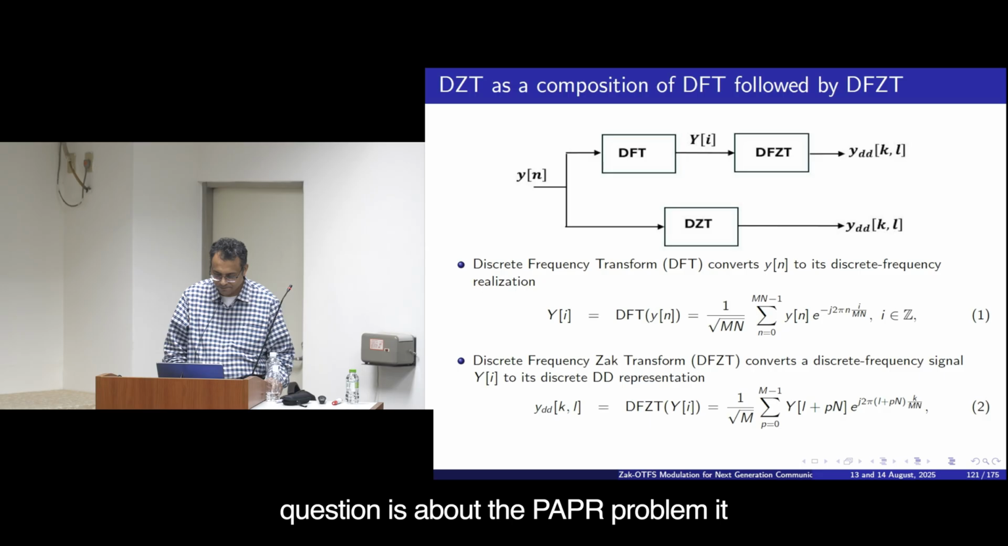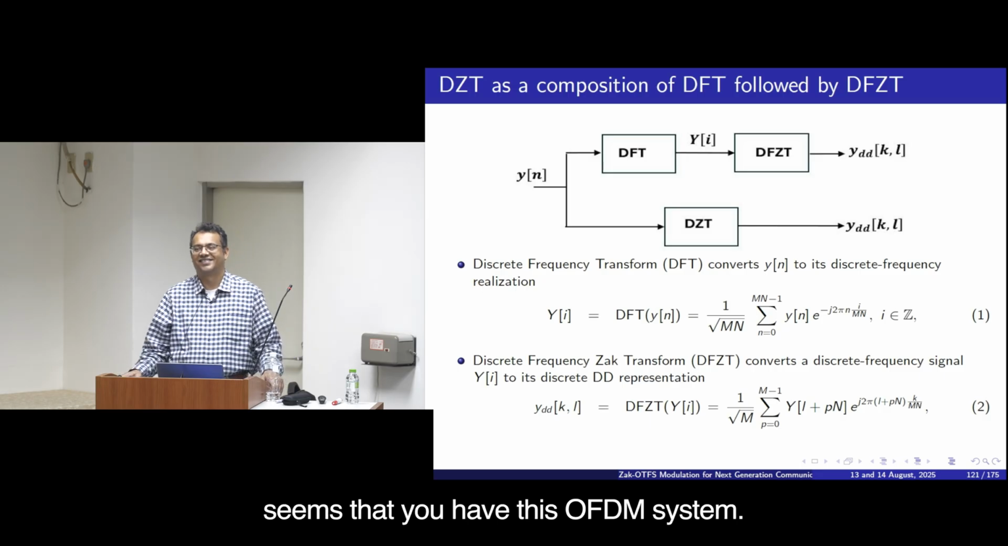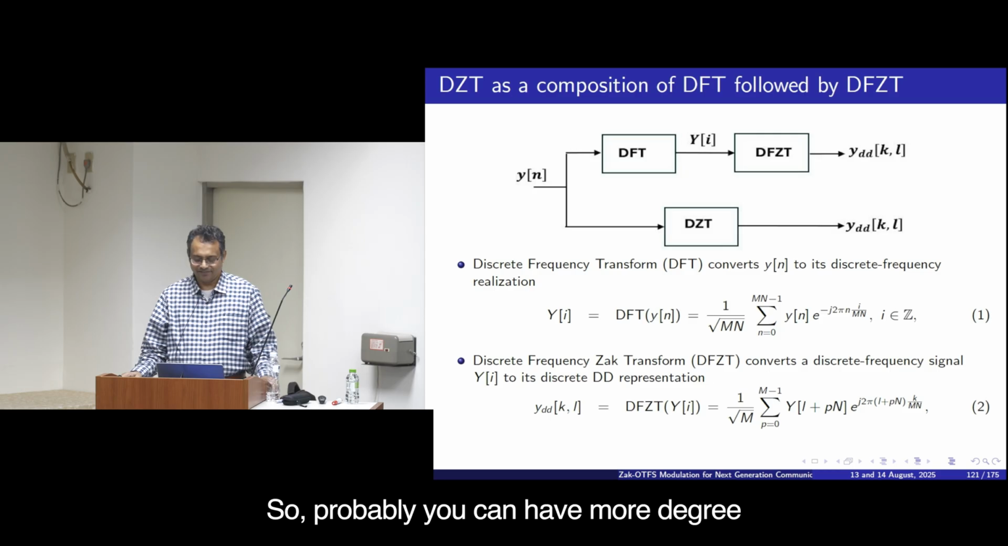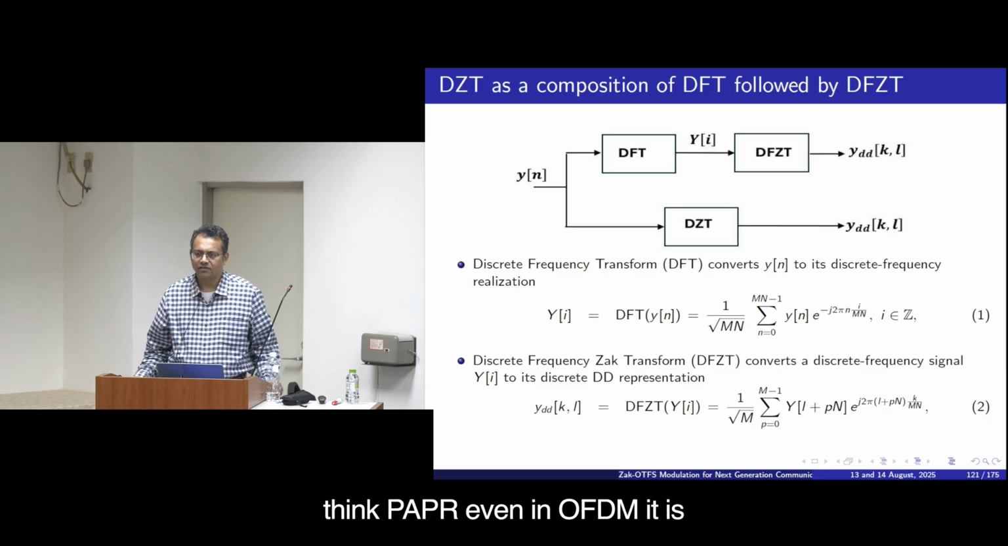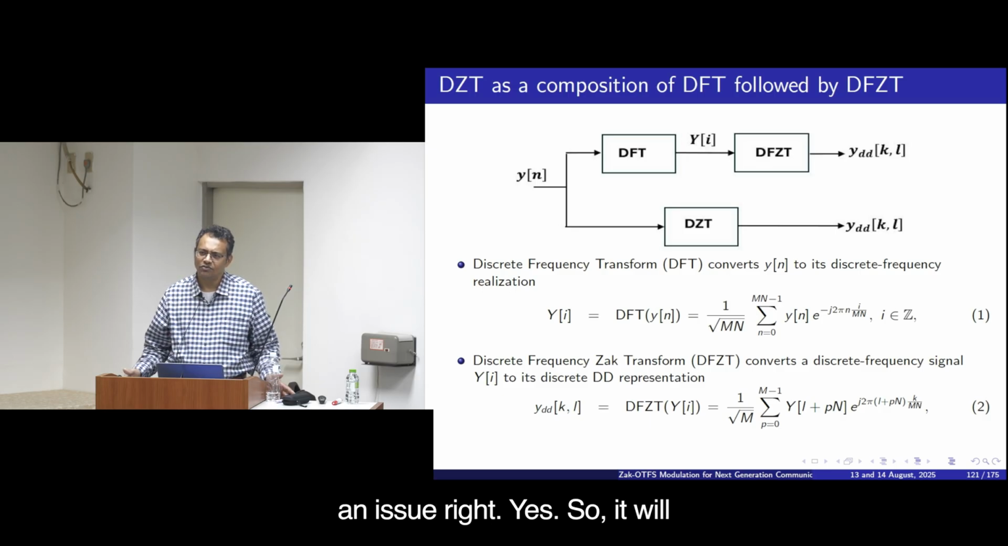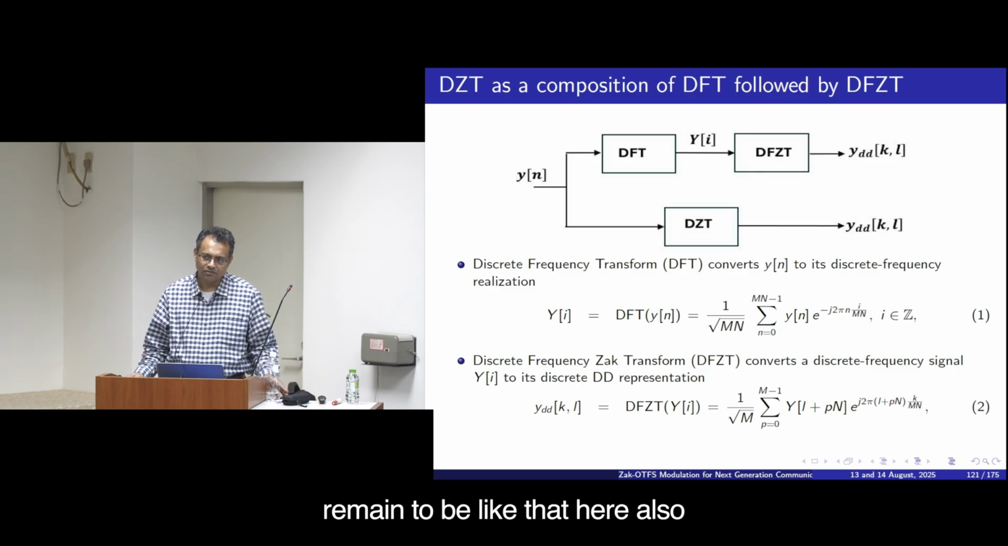My another question is about the PAPR problem. It seems that you realize this off-game system, so probably you can have more degree of freedom to control the PAPR, right? I think PAPR, even in OFDM, it's an issue, right? Yes. So it will remain to be like that here also.